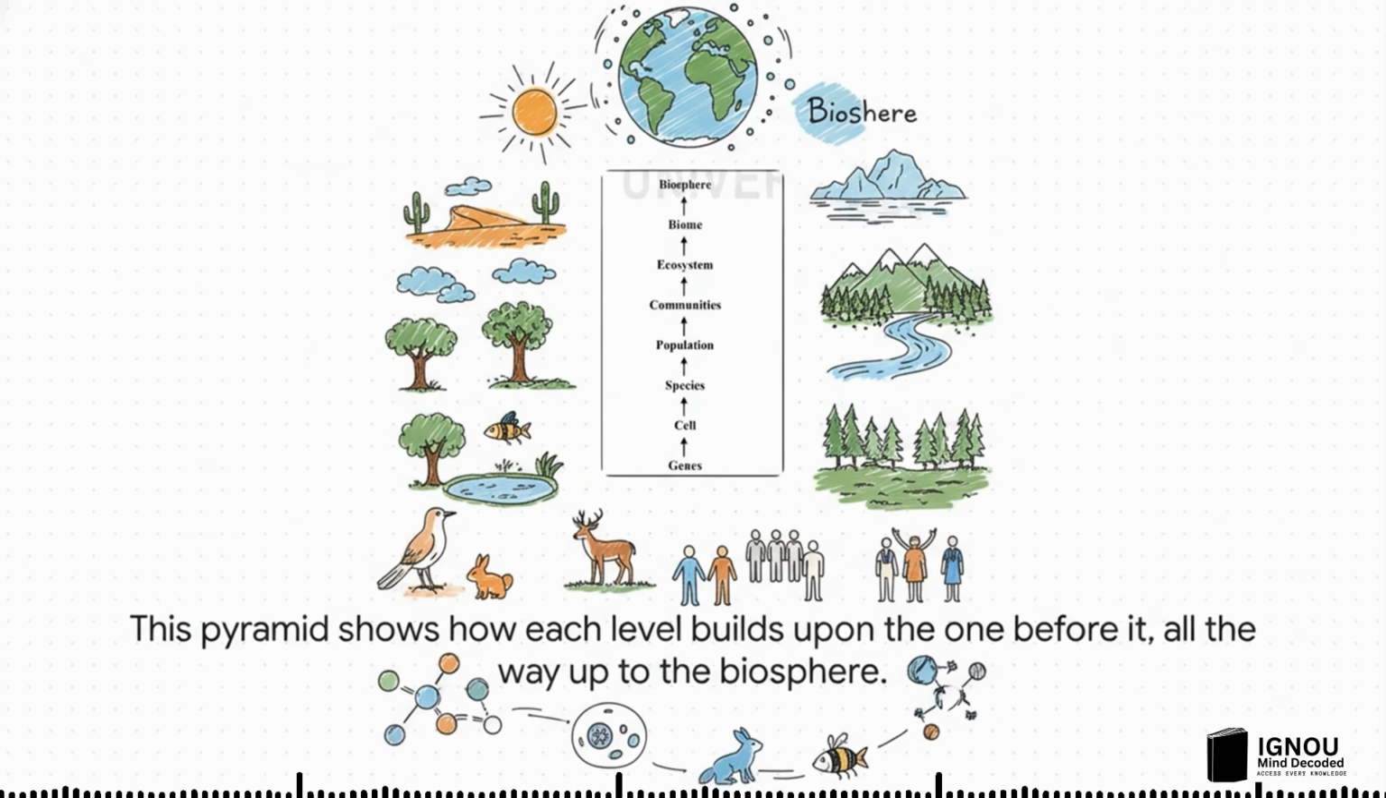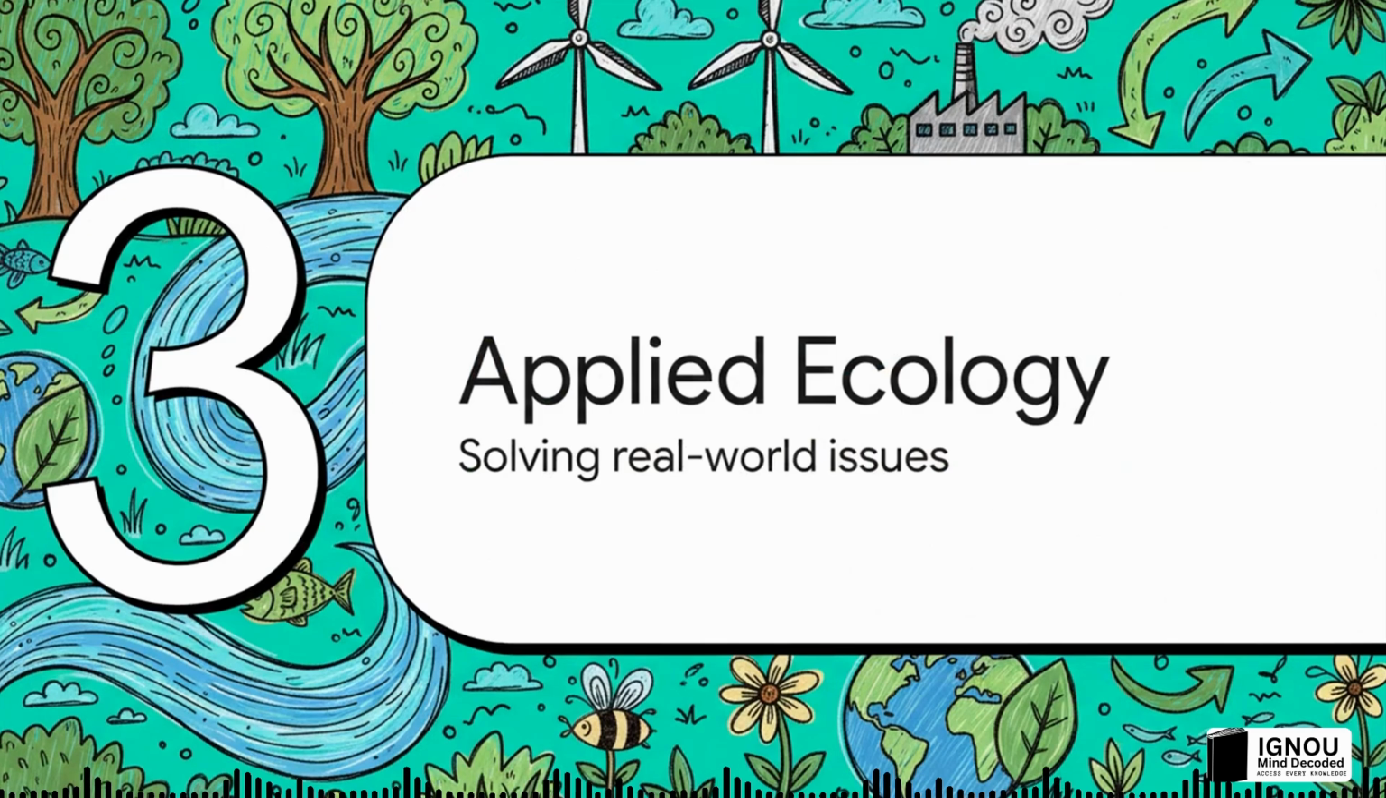And this pyramid shows you the whole picture, all the levels of organization. You see how it starts with very small stuff like genes and cells and builds up to the organism, the population, the community, the ecosystem, all the way up to the biosphere, which is the part of Earth where all life exists. Now, you might be thinking, okay, this is interesting, but why does it matter to me? Well, this is where it gets really important.